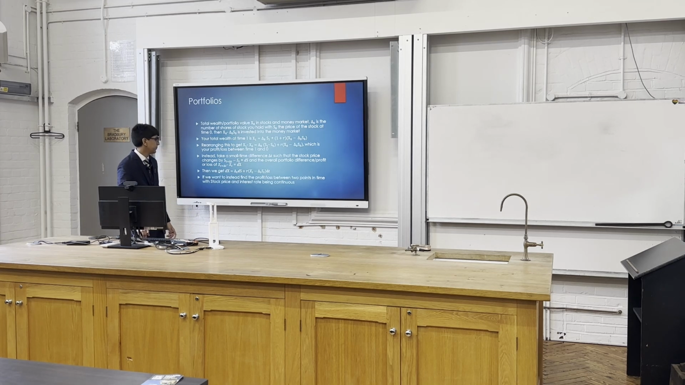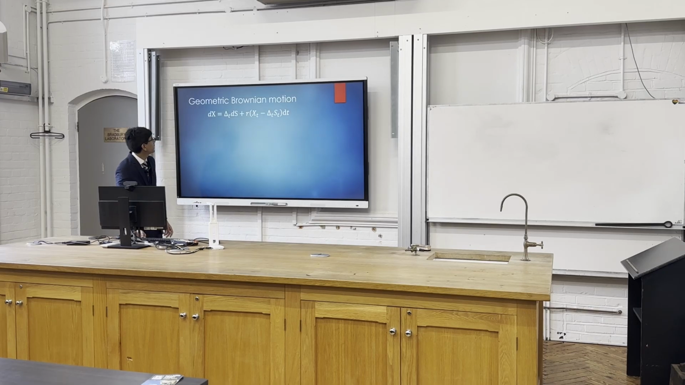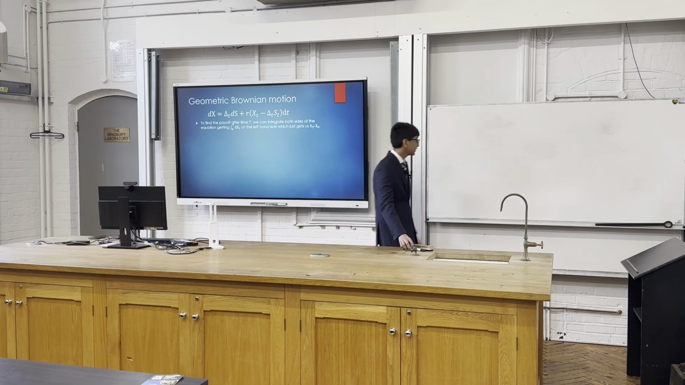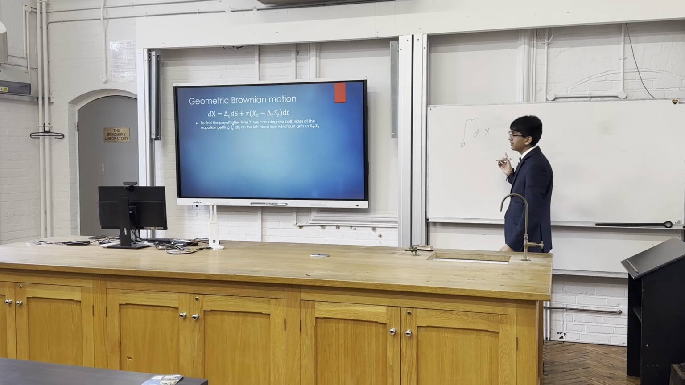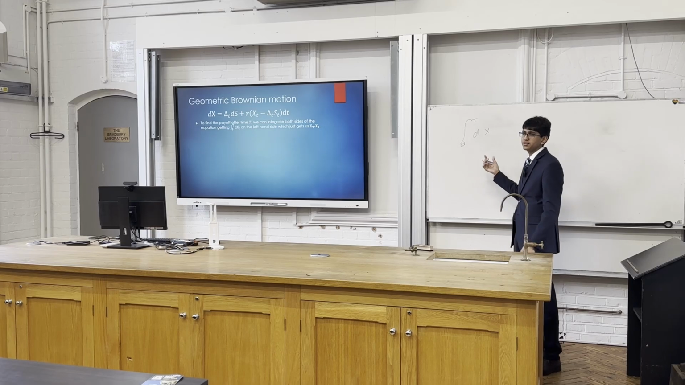So now, if we want to find the profit or loss or the payoff between any two different points, with the stock price and interest rate being continuous, then, using the same formula as before, we can integrate both sides of this equation. So the first one, we have the integral from 0 to t of dx. We can think of this as adding all the small increments dx.